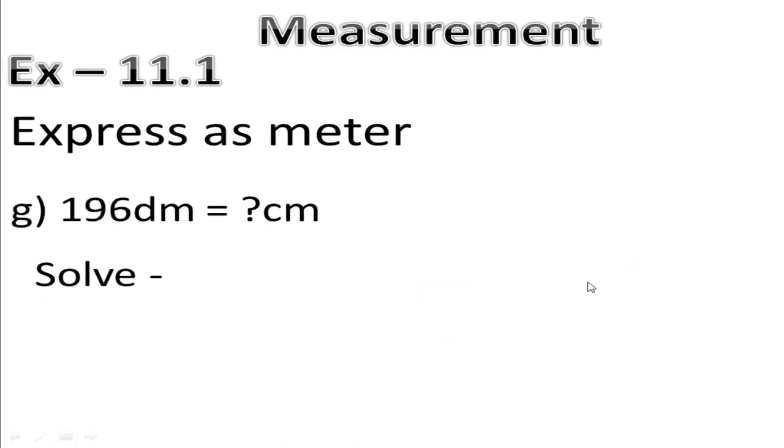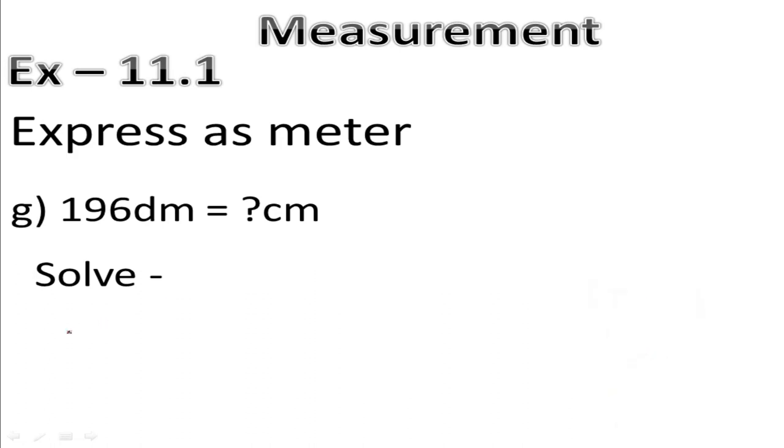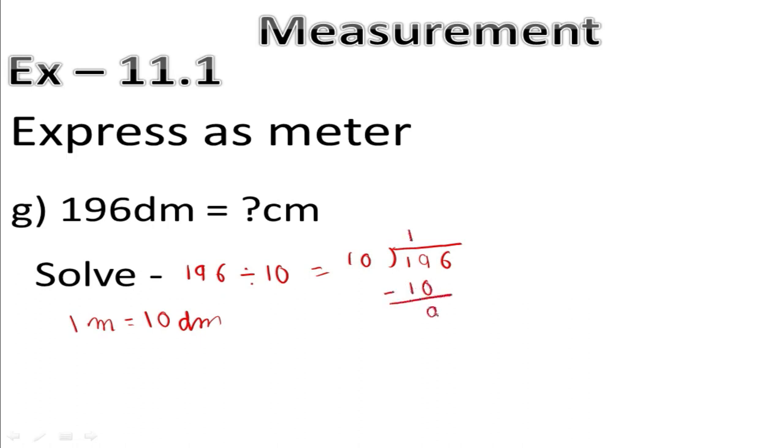Next, 196 decimeter. 1 meter equals 10 decimeter. So we will divide 196 with 10. Let's divide 196 with 10. 10 into 1 equals 10. 9 remains. We bring that 6 down. Then 10 into 9 equals 90. We subtract, we get 6 remaining.